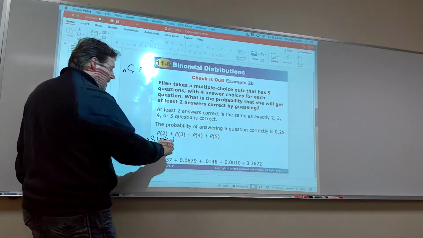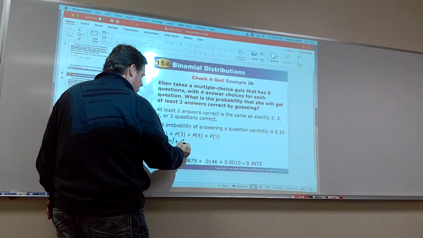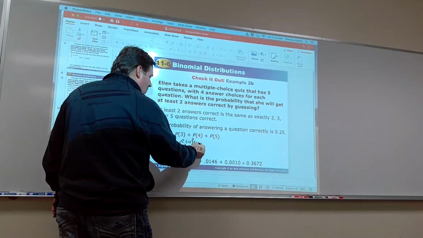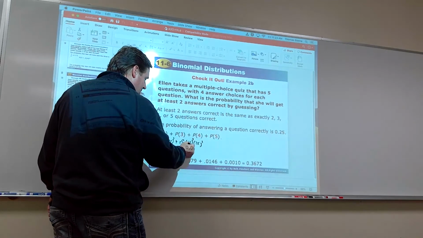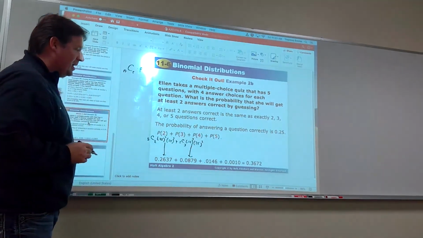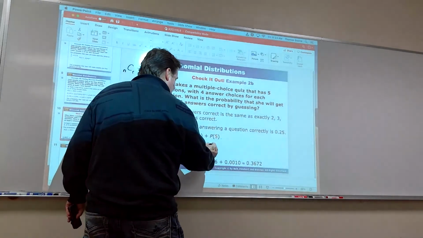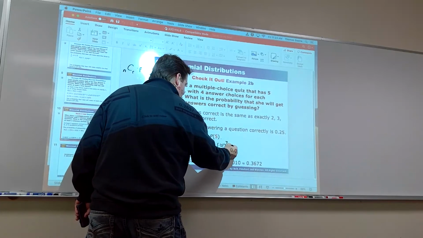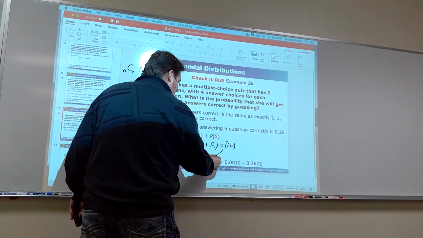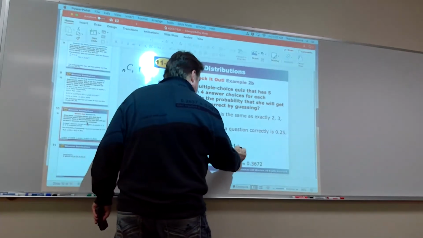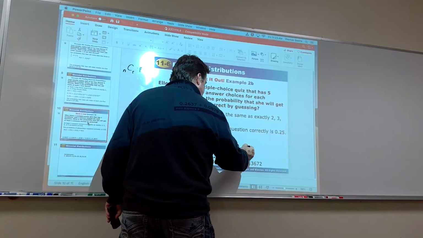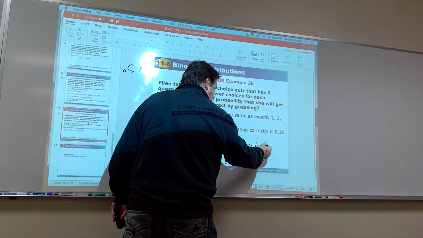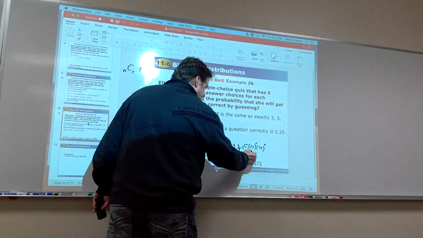All right, now the probability of getting 3, you'd have to go combination of 5, choose 3. 0.25 is going to happen 3 times, and 0.75 is going to happen twice. Now, if you do that, you should get that number right there, 0.0879. All right, now the probability of getting 4, we'd have to go combination of 5, choose 4. 0.25 to the 4th, 0.75 to the 1st. That's going to be that number. And the probability of getting all 5 correct, let's put a plus there. Combination of 5, choose 5. 0.25 to the 5th, 0.75 happens 0 times. That's going to be your number right there.